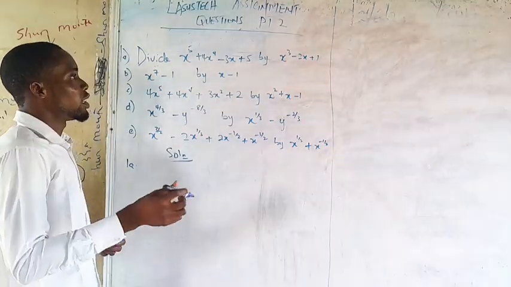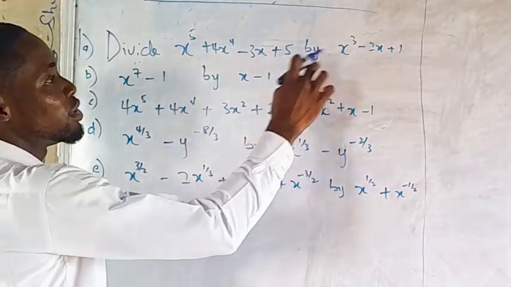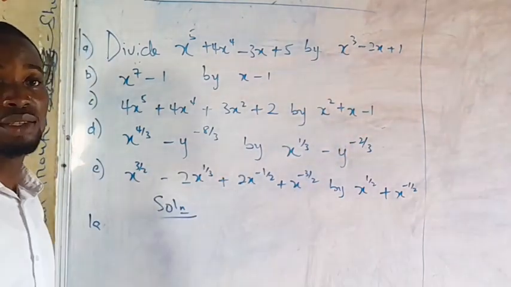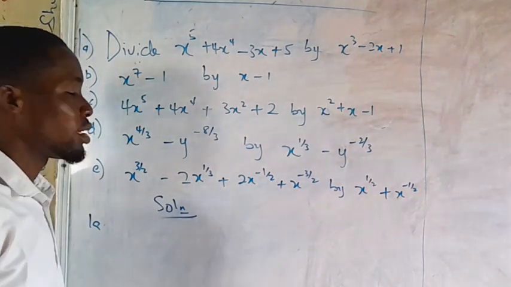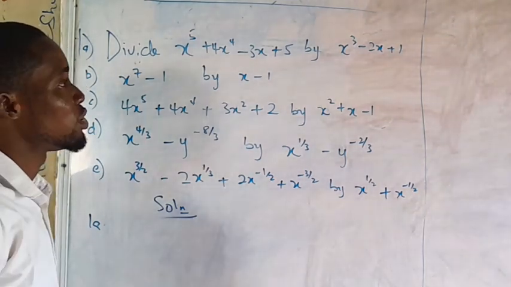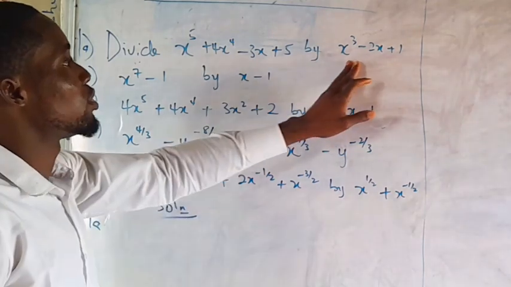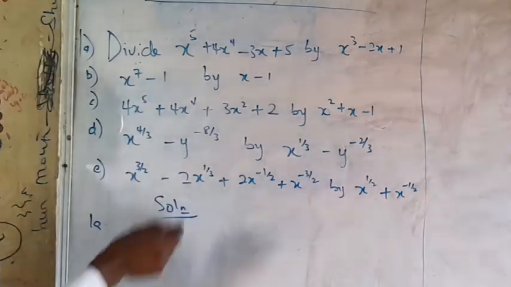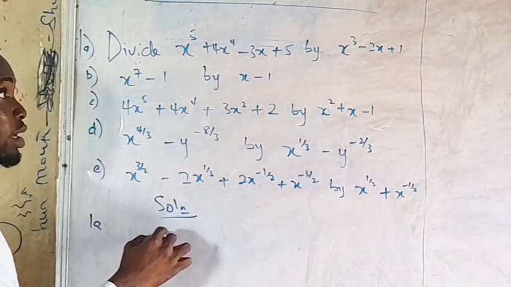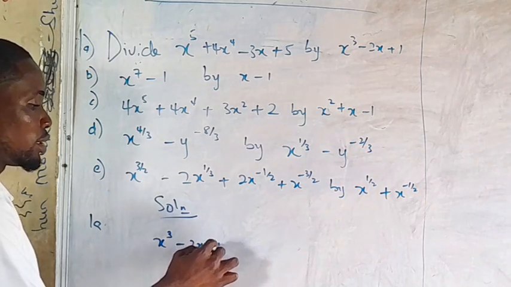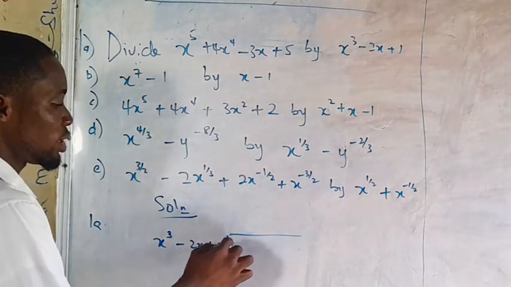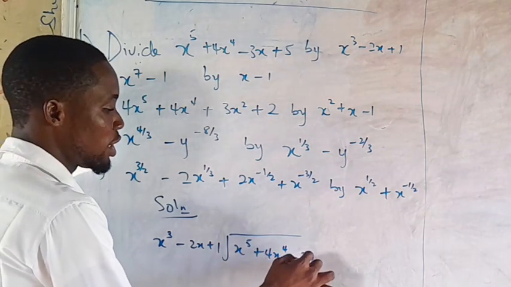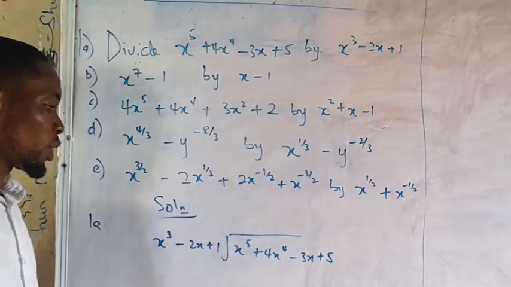Now, on dividing, how do you divide? This is your dividend, this is your divisor. On dividing, you're going to get your quotient and your remainder. In which case, you might have 0 as remainder, or you might have values with respect to the variable x as a remainder. Now, how do we solve? Putting our divisor here, x^3 minus 2x plus 1, and then putting our dividend here, which is x^5 plus 4x^4 minus 3x plus 5.